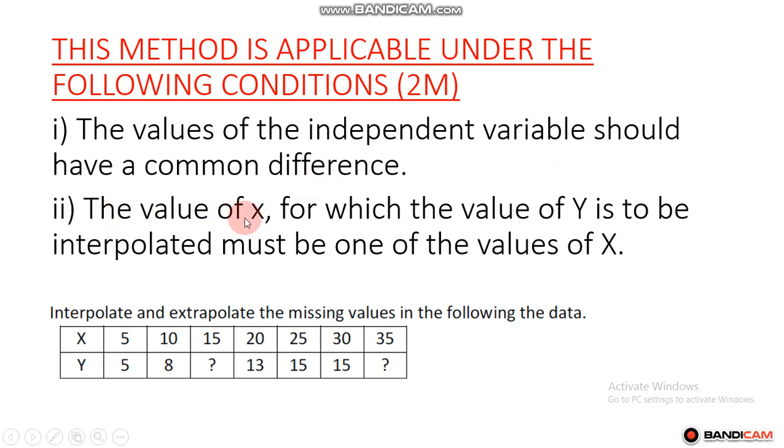And the second one: the value of x for which the value of y is to be interpolated must be one of the values of x. Look at the second point, the value of x for which the value of y is to be interpolated must always be one of the values of x.